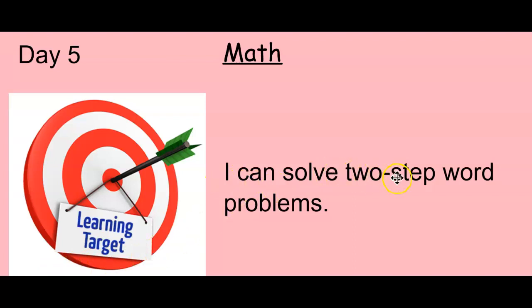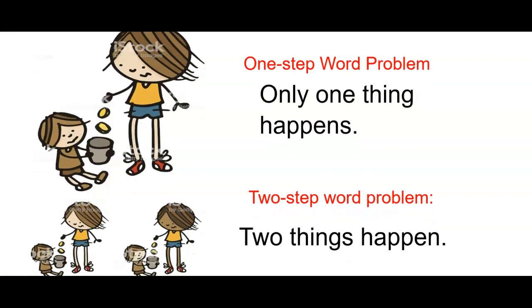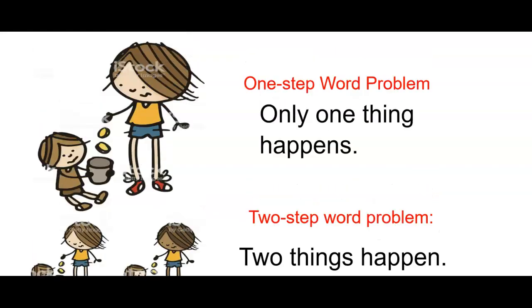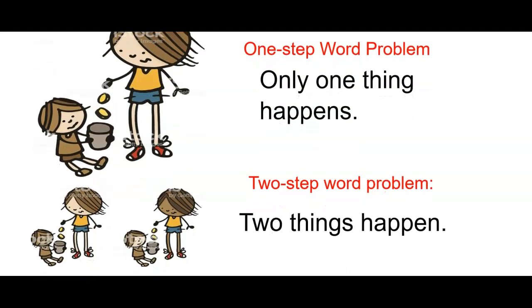I can solve two-step word problems. Great job. Remember, boys and girls, a one-step word problem is when only one thing happens and you only have to make one calculation. A two-step word problem is where two things happen in the problem and you have to make two calculations to solve that problem.